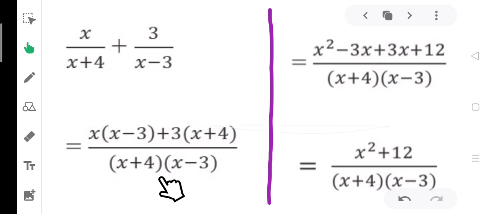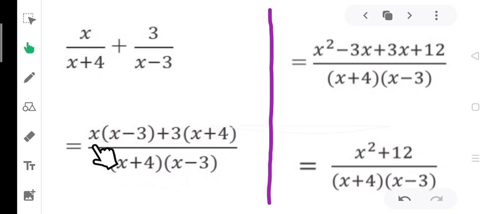So we have x plus 4 times x minus 3 divided by x plus 4, that is equal to x minus 3. Multiplied by x, so we have x times x minus 3. Then copy the plus sign. And then divide this LCD by this denominator, x minus 3. The answer would be x plus 4. Then multiplied by the numerator 3. So we have 3 times the quantity of x plus 4.